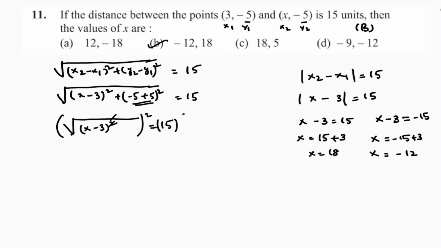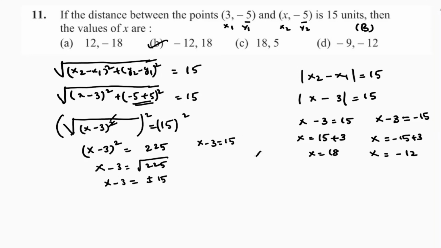Squaring on both sides, you'll get (x minus 3) whole square equals 225, or x minus 3 equals root 225. x minus 3 equals plus or minus 15. So if x minus 3 is plus 15, x equals 15 plus 3, which is 18. If x minus 3 is minus 15, x equals minus 15 plus 3, which is minus 12. So the correct option is B.